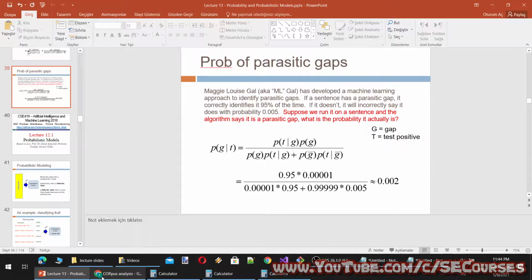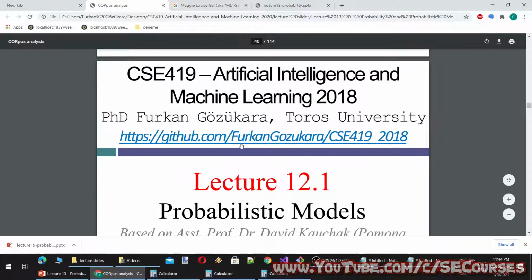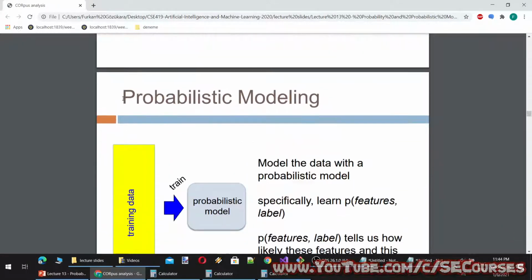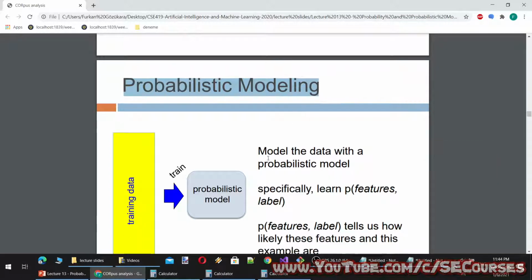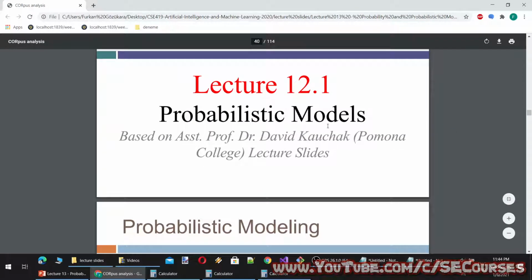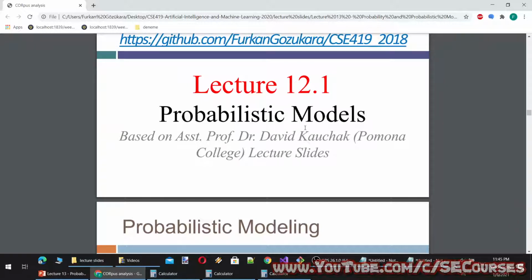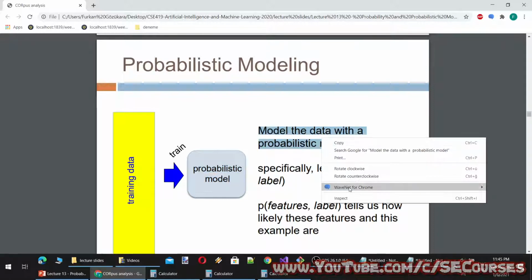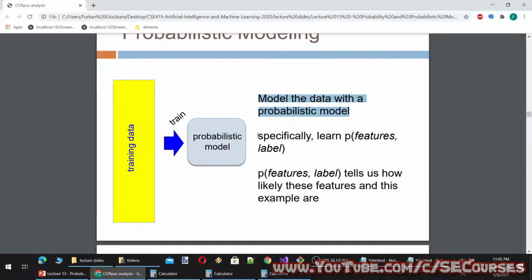Okay, let's continue. I think it is clear now. Probabilistic models. Probabilistic modeling. The first part was all about getting the idea of probabilities. Now we are going to see probabilistic models in machine learning. It was like a preparation. So we have training data and we train it to generate a probabilistic model. Model the data with a probabilistic model.